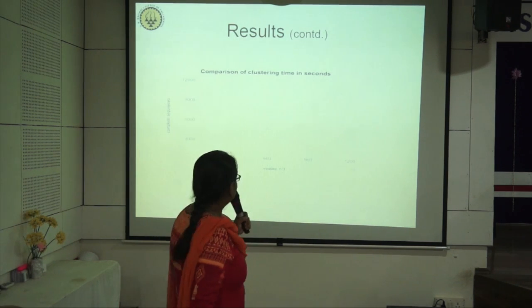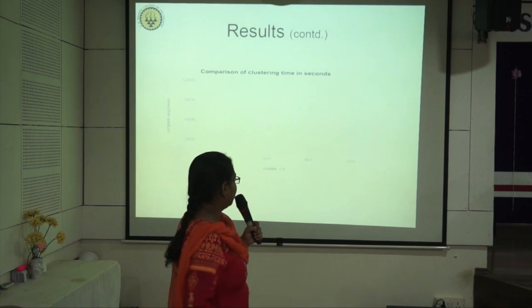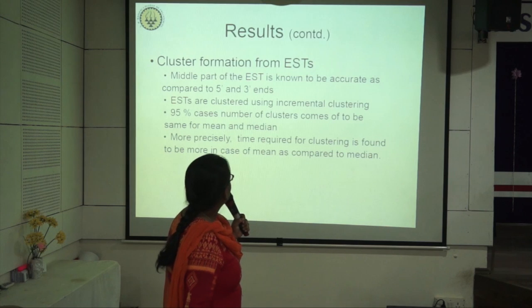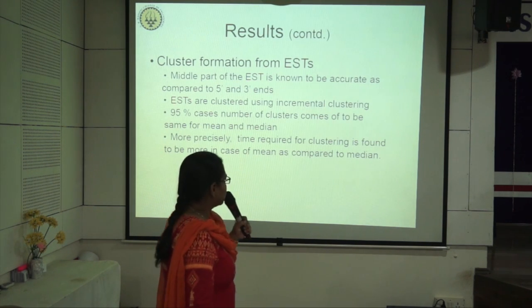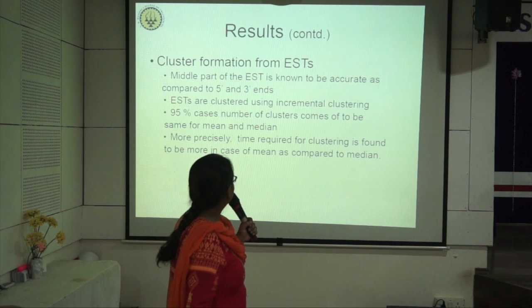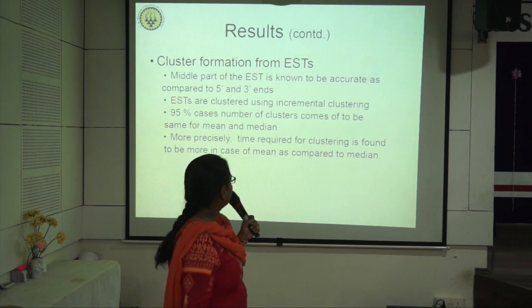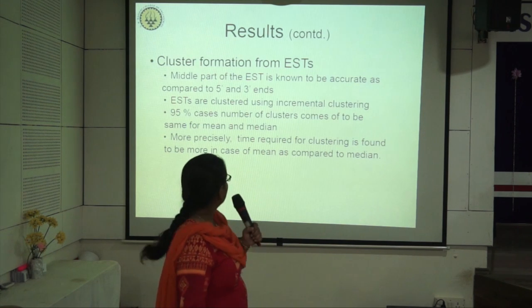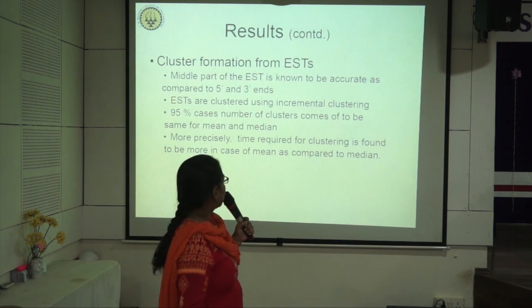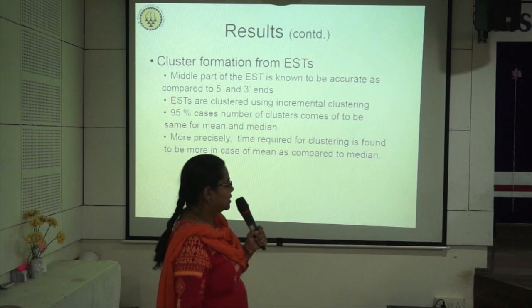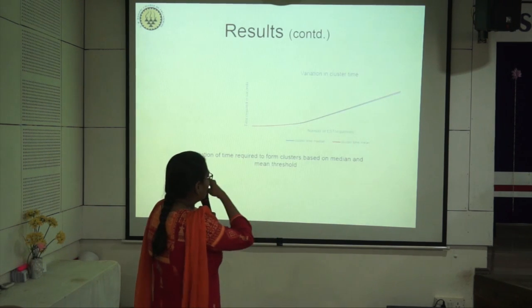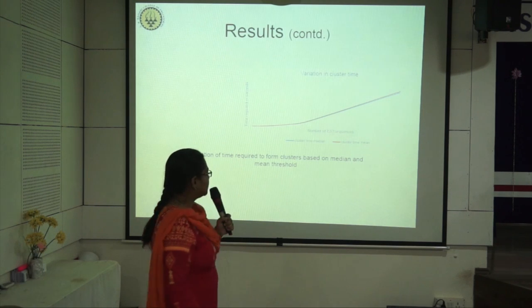So we have shown it for the representative ones. The actual ones are very large. Cluster formation from ESTs: now the middle part of ESTs is considered to be accurate. 95% of the number of clusters found for mean are the same for the medians, and more precisely, the time required for clustering in most cases is more for mean than for median. So this is the way in which we got that median versus mean threshold.